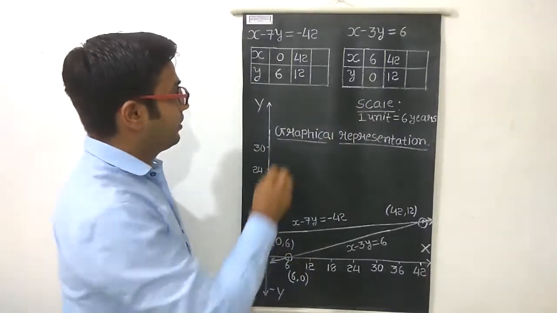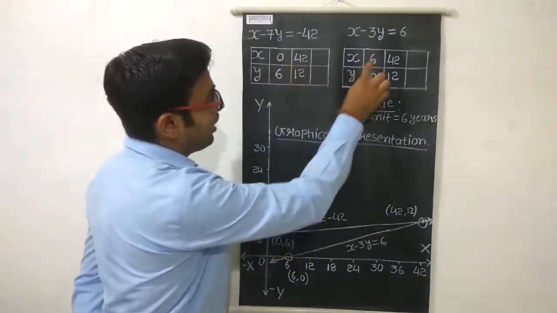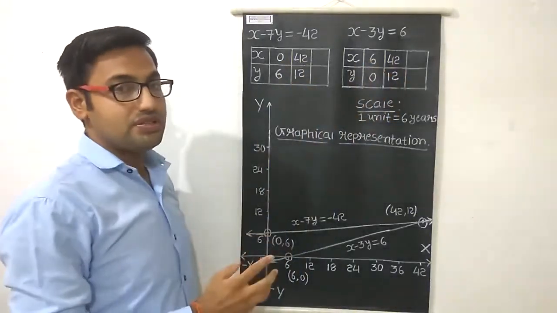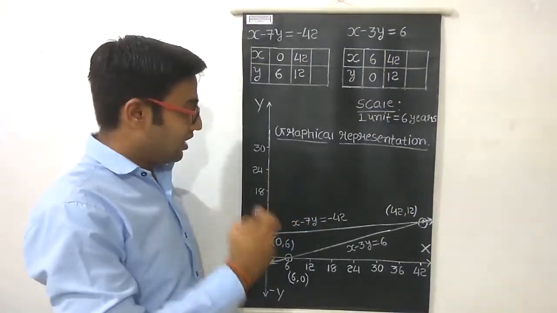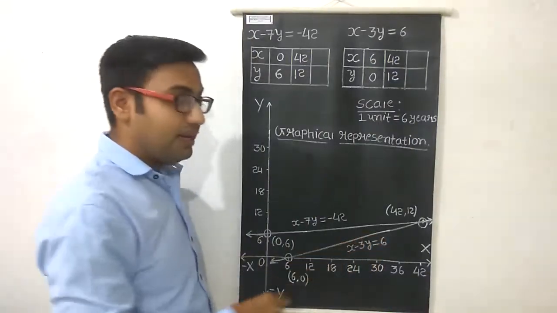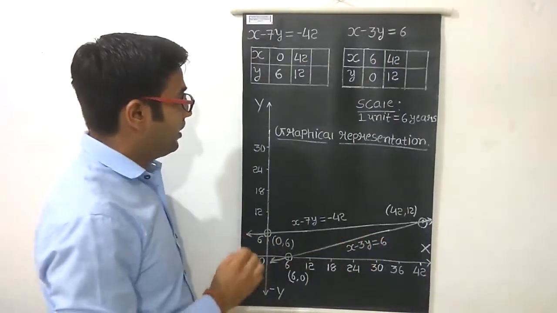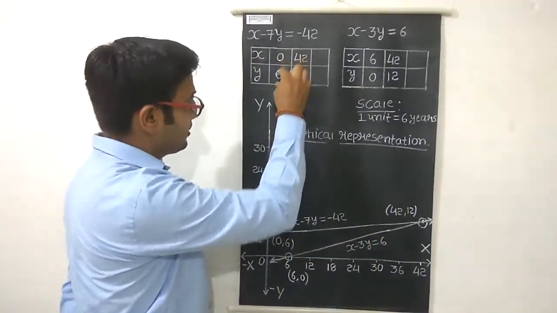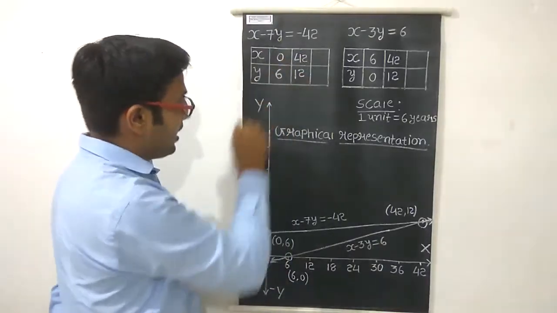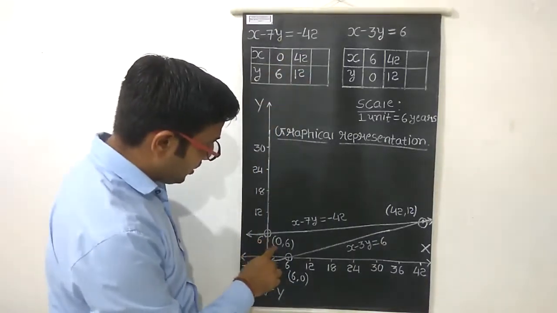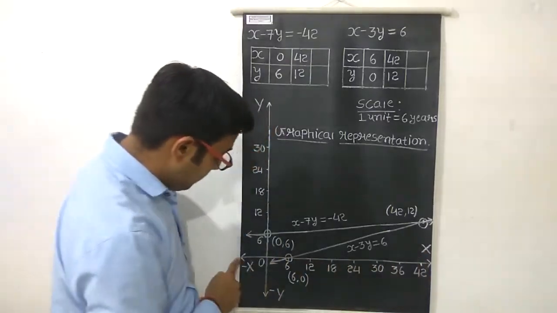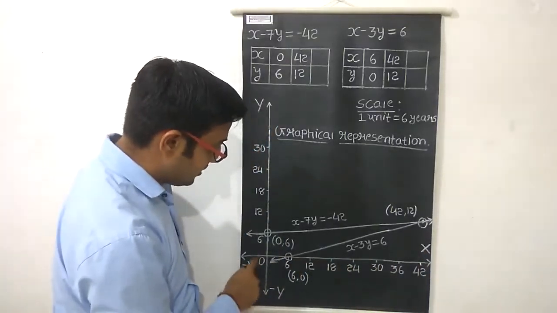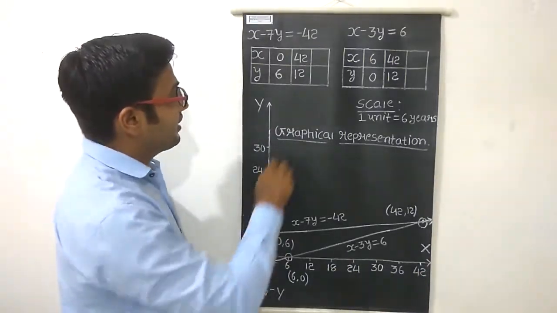So notice that all these coordinates are positive. That means only the first quadrant of the Cartesian plane is required. That is why I have drawn only the first quadrant, right? Now represent this point 0, 6. See, 0, 6 is on the y-axis. So this point is the 0, 6 on the y-axis. This is the x-axis, minus x-axis, minus y-axis. This is the origin.